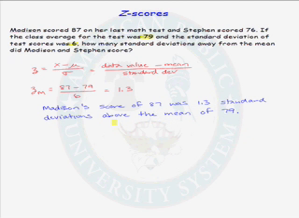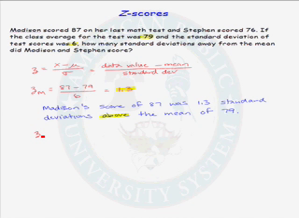How do we know that her score was above the mean? We know her score was above the mean because the z-score is a positive number. Her score of 87 is greater than the average, which gives her a positive z-score.